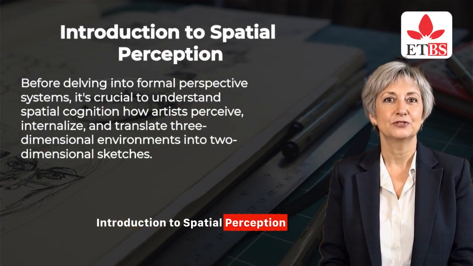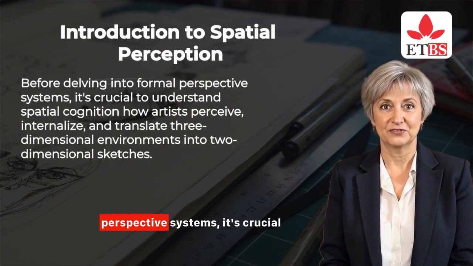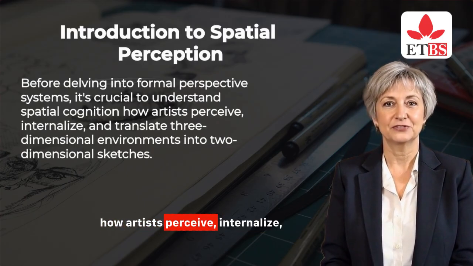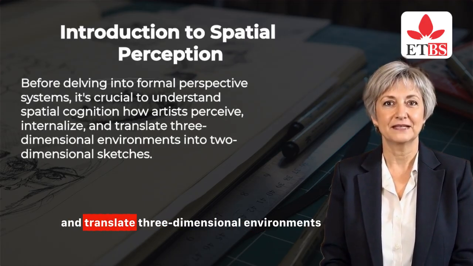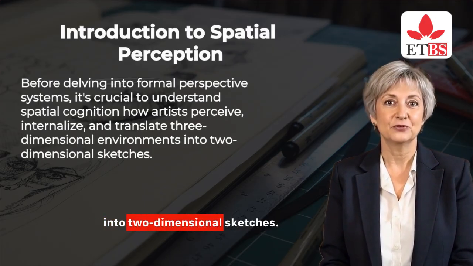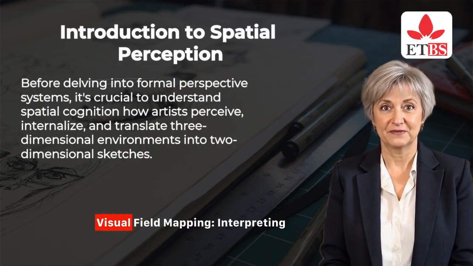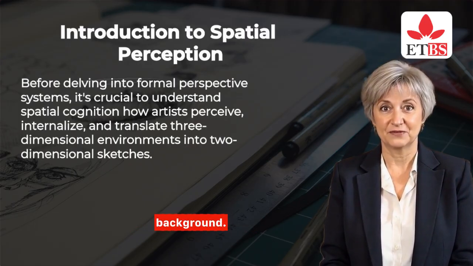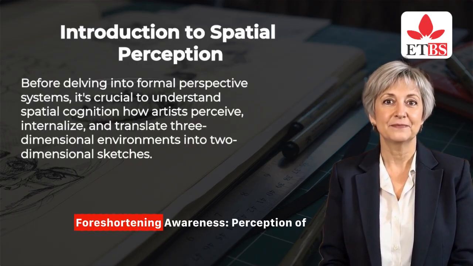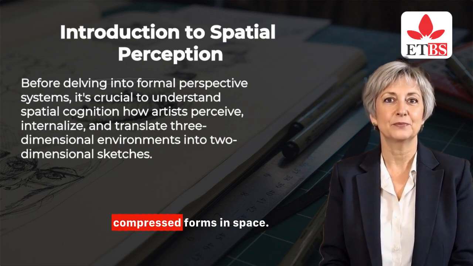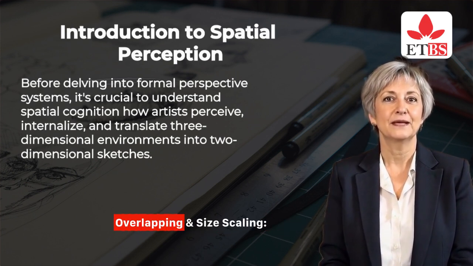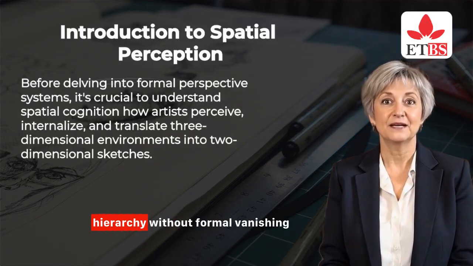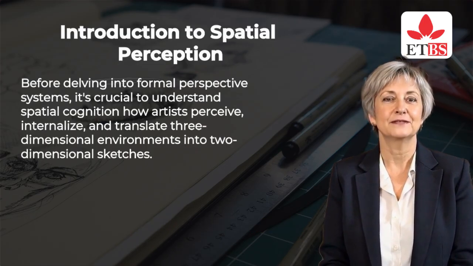Introduction to Spatial Perception. Before delving into formal perspective systems, it's crucial to understand spatial cognition, how artists perceive, internalize, and translate three-dimensional environments into two-dimensional sketches. Visual field mapping: interpreting foreground, middle ground, and background. Foreshortening awareness: perception of compressed forms in space. Overlapping and size scaling: tools for indicating spatial hierarchy without formal vanishing points.